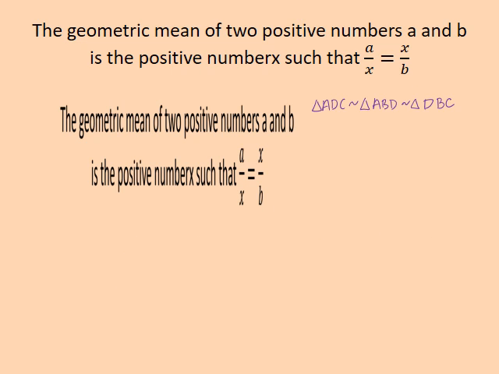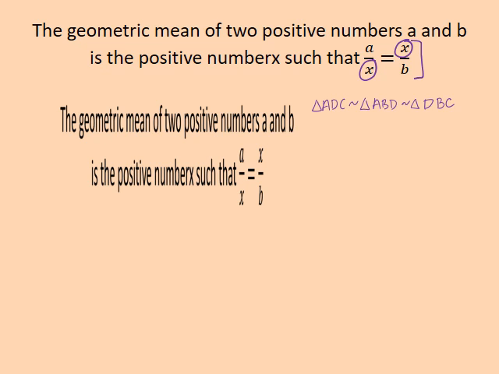Now that we've established the three similar right triangles, we need to look back at the geometric mean. If you look at the geometric mean proportion, you notice that x appears in the denominator and the numerator of the proportion. In order to have a geometric mean relationship, you need the geometric mean, which is x, to occur twice, once in the denominator and once in the numerator.